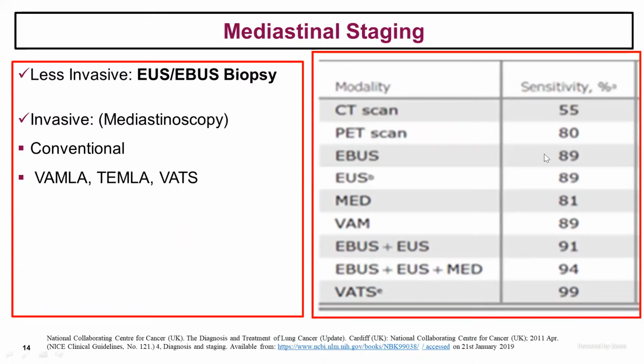This is the sensitivity of various investigations for mediastinal lymph nodes. Less invasive is EUS, EBUS biopsy, but its sensitivity is 89%. VATS has the highest sensitivity of 99%.